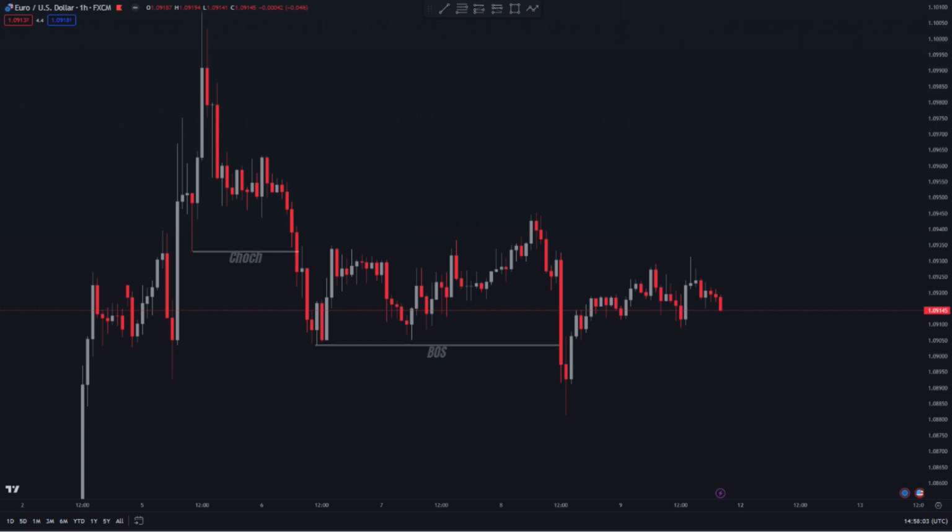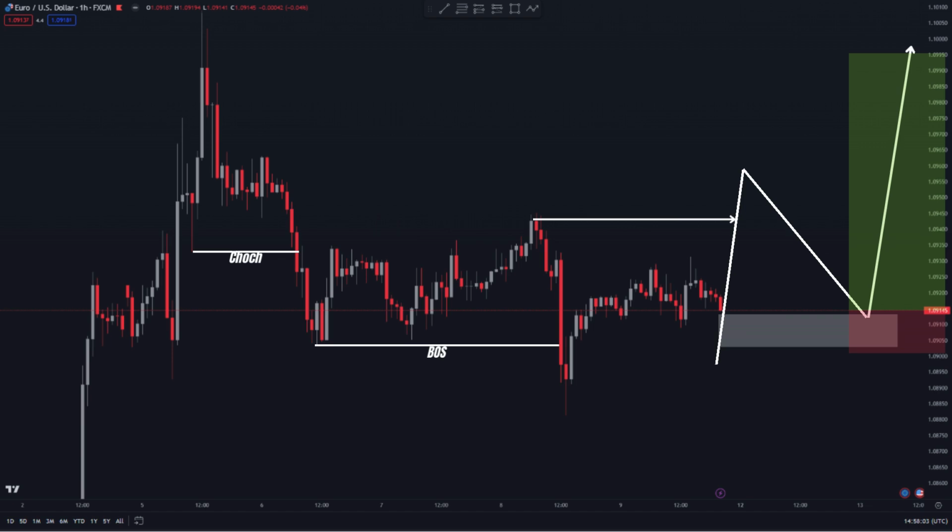Currently, the lower time frame structure is bearish, but if the price breaks above the local swing high, it will signal the start of the continuation phase. At that point, we'll identify a valid demand zone and capitalize on buy positions.